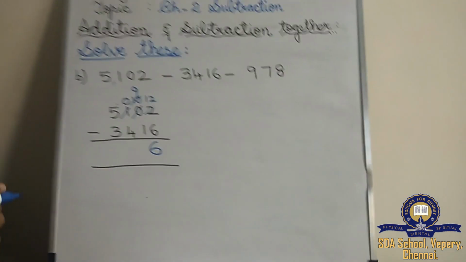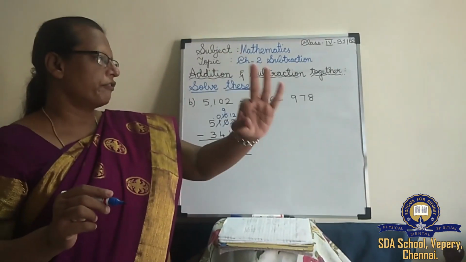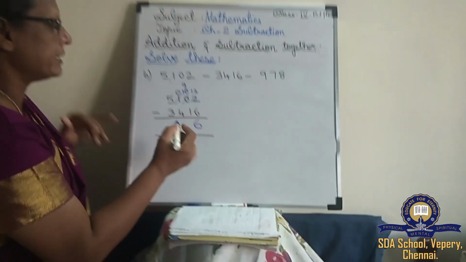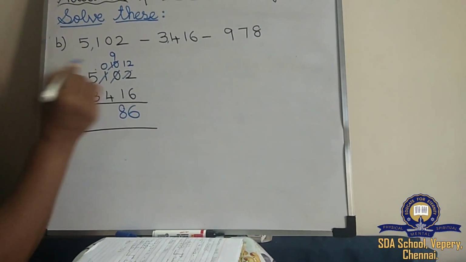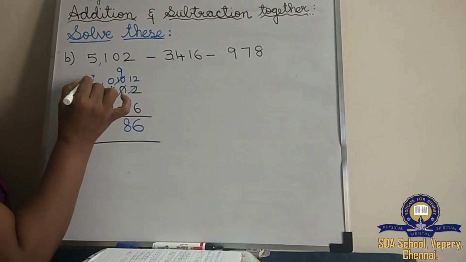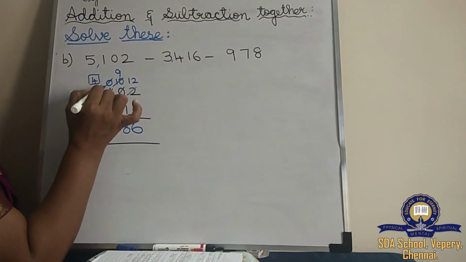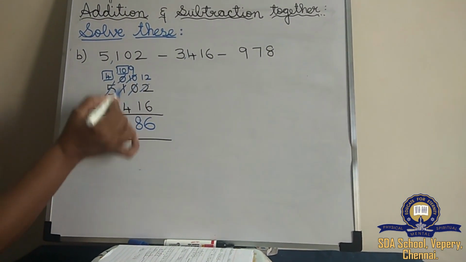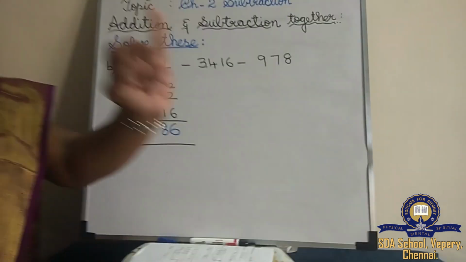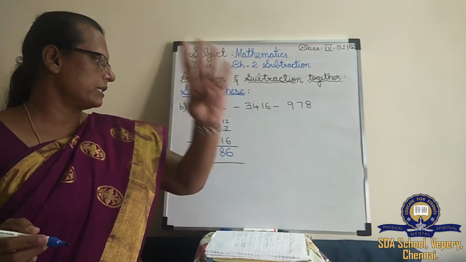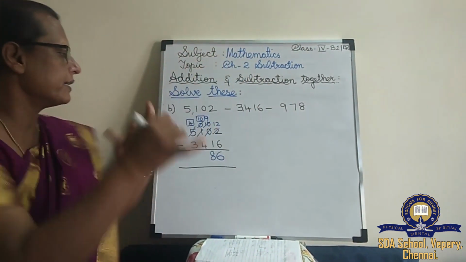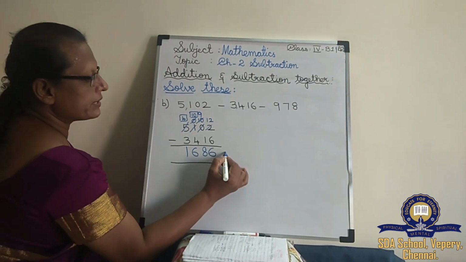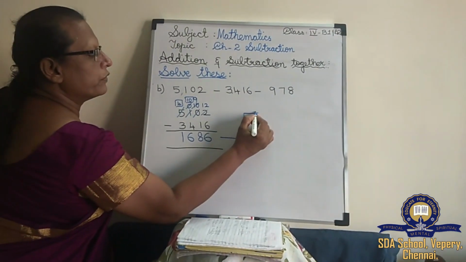After 1 you count up to 9. After 1, 2, 3, 4, 5, 6, 7, 8, 9. What's the answer, children? 8. After 4, can you count up to 0? No. So what you have to do? You have to borrow from here and this 0 will become 10. So after 4, you count up to 10. After 4, 5, 6, 7, 8, 9, 10. So what's the answer? 6. And 4 minus 3, 1. So this answer you have to bring over here.